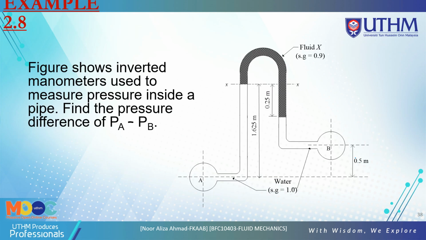So now we look at the example here. Okay, so this example shows an inverted manometer used to measure pressure inside a pipe. Okay, find the pressure difference PA minus PB. So you must look at the same level here. So you just take left and right side. Okay, so left, just consider this here. Okay, and right side, you consider this.